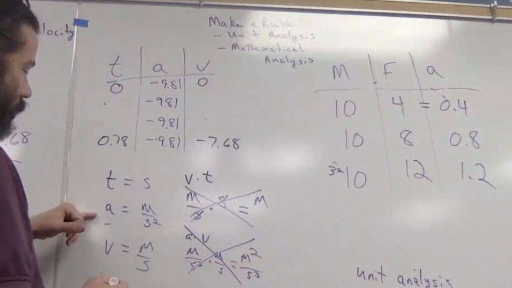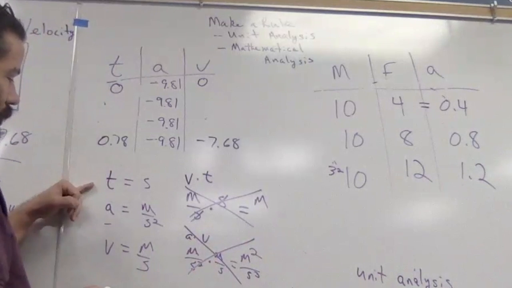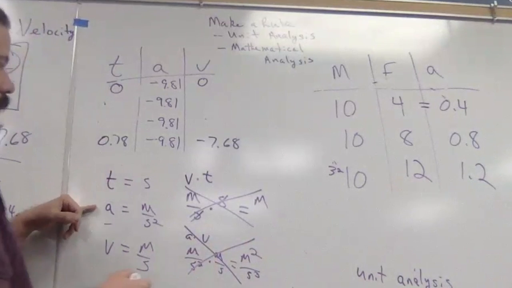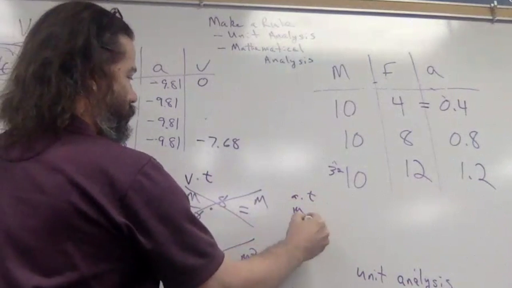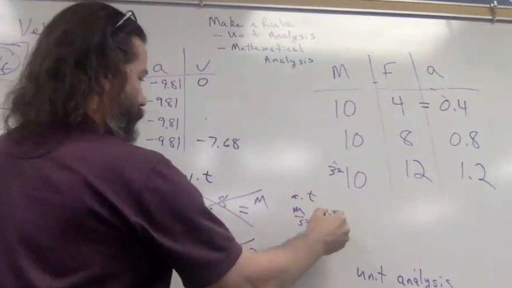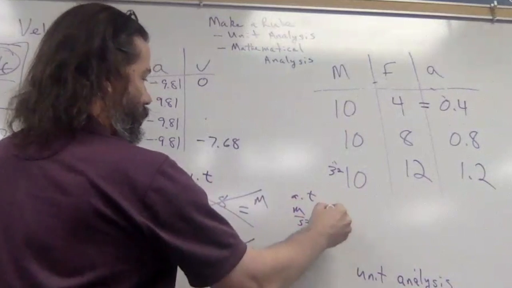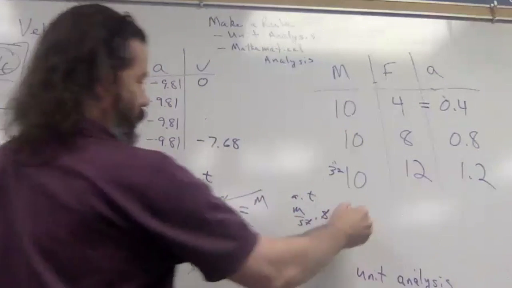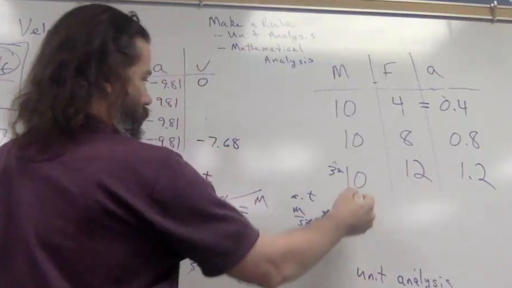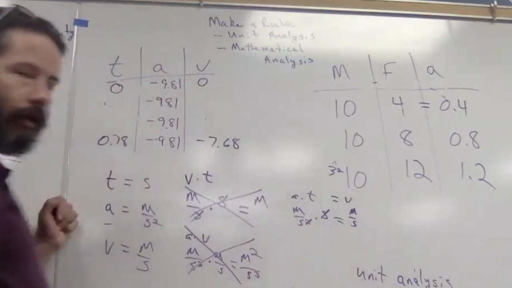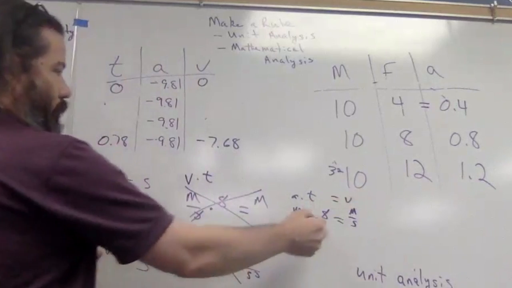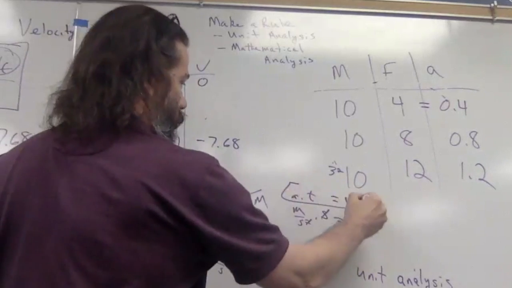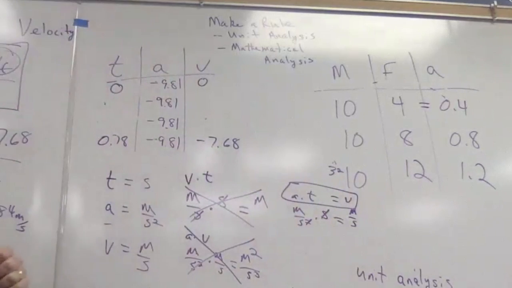Now I'm going to try one of the ones I haven't tried yet, which is acceleration times time. Acceleration times time is meters per second squared times seconds. One of those seconds cancels, and I'm left with meters per second. That works, because I did not use the velocity. This is the rule that we came up with just by using our unit analysis.